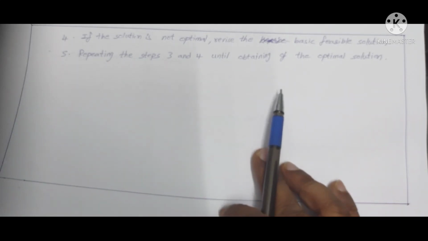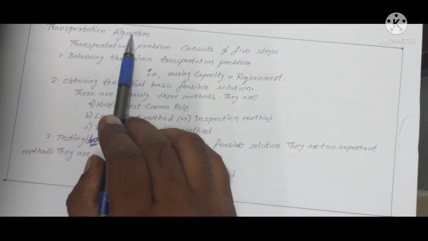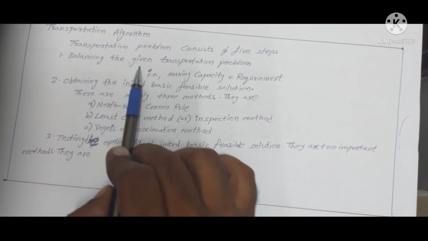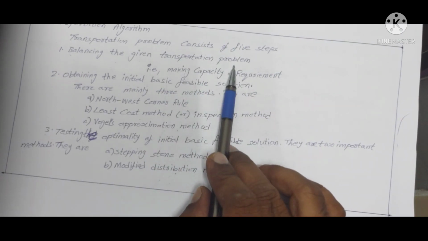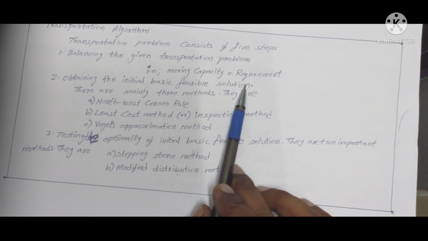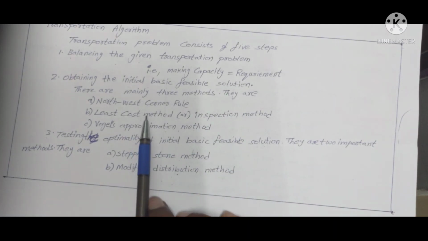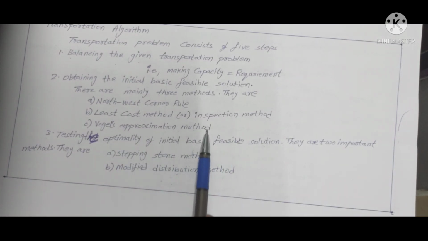So let us go once again through the transportation algorithm. The first step is balancing, making the capacity equal to the requirement. That is balancing the transportation problem. And next, what is the second step? Obtain the initial basic feasible solution. To get this, we have three methods: northwest corner rule, least cost method, and Vogel's approximation method.